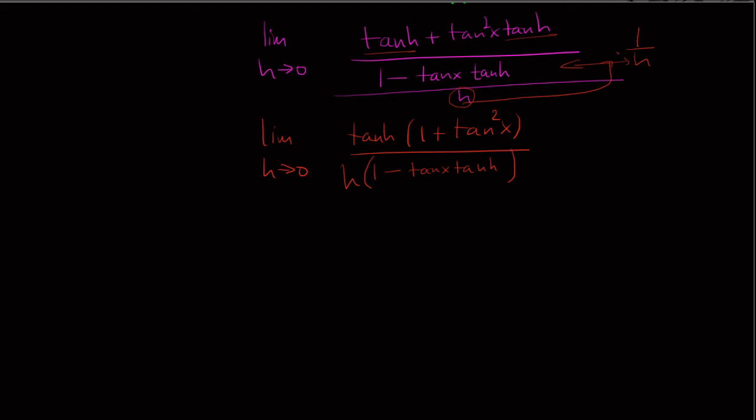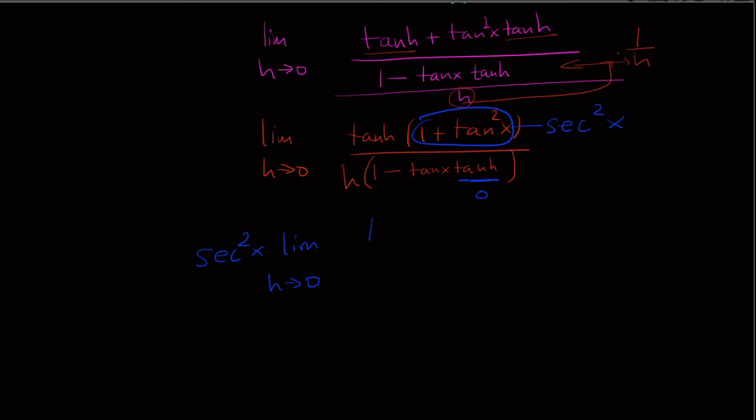Now, a couple things happen. We have 1 plus tangent squared, which is the same thing as secant squared. And because secant squared does not depend on h, we can pull it out in front. So we'll have secant squared x times the limit as h approaches 0. Okay, next we can plug in h is 0 for tangent h. Tangent of 0 is 0. So tangent of x times 0 is 0, and 1 minus 0 is 1.